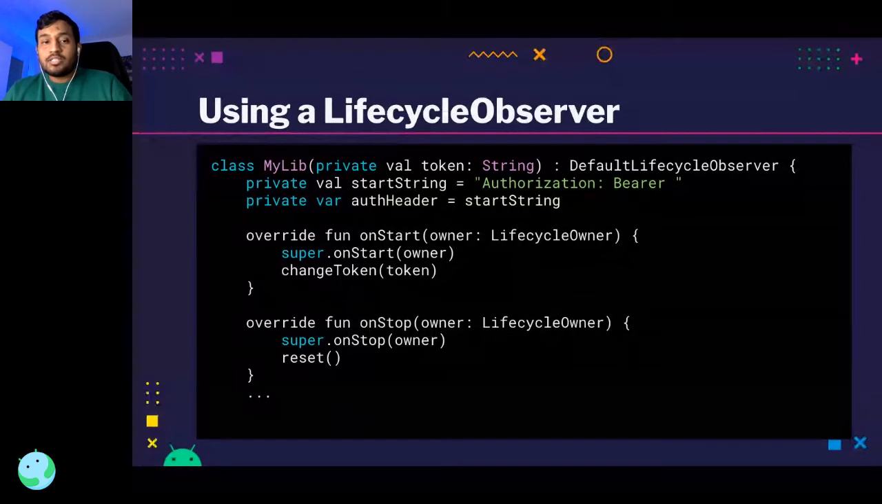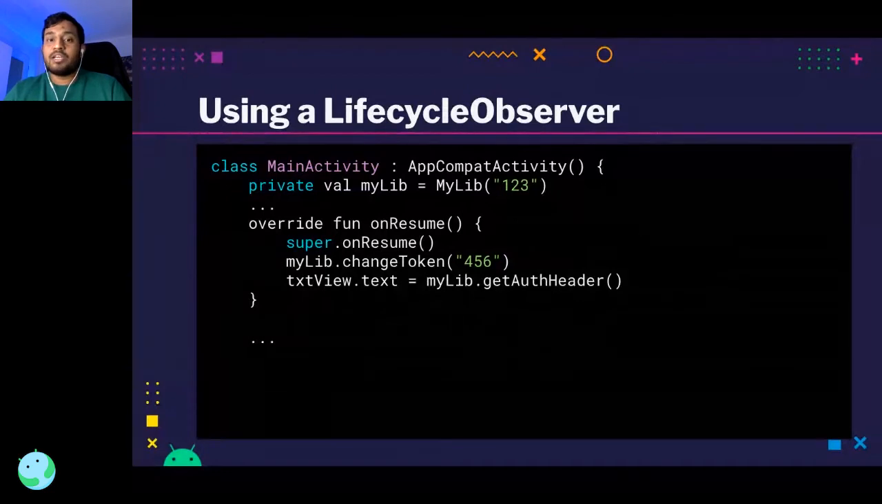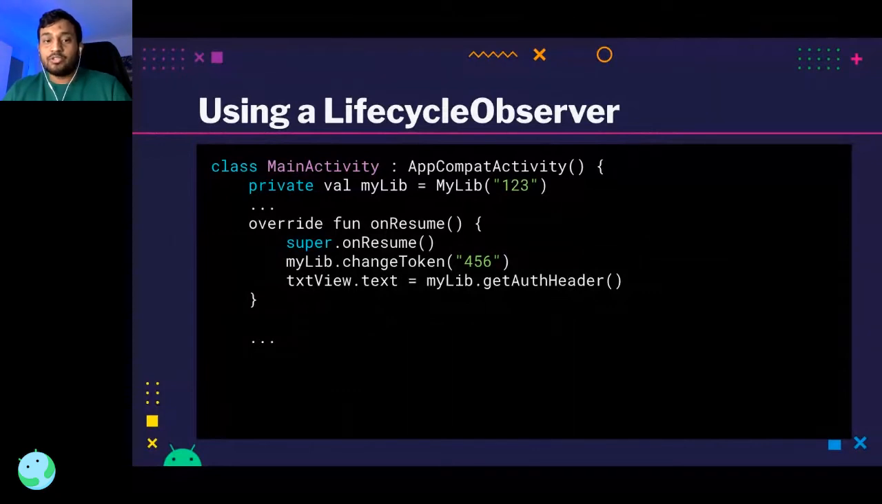In order to use this, you basically do the same thing. You say MyLib 123, as in you pass it in the constructor, but the actual initialization does not happen at this time. It is a bit deferred, and it will be based on the lifecycle. Now, to start listening on the lifecycle, what you need to do is add the observer in your onCreate. So you say lifecycle.addObserver(myLib), and then lifecycle.removeObserver(myLib).